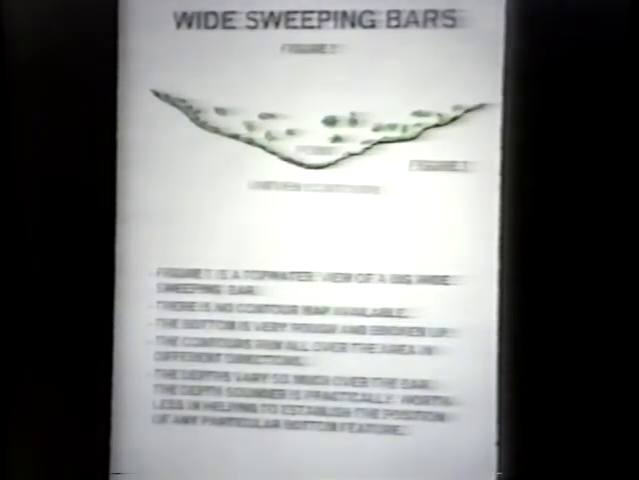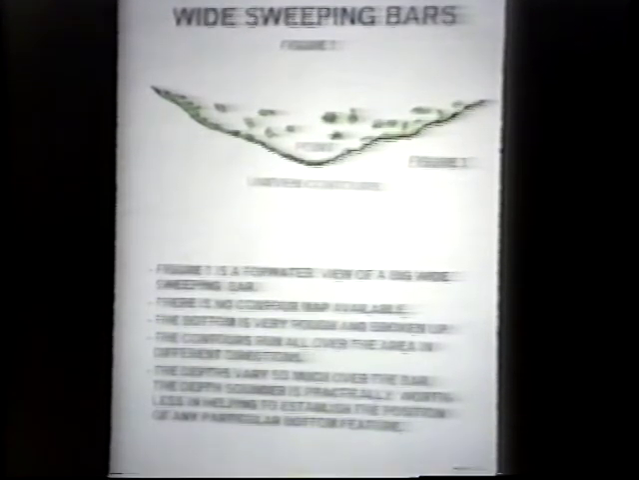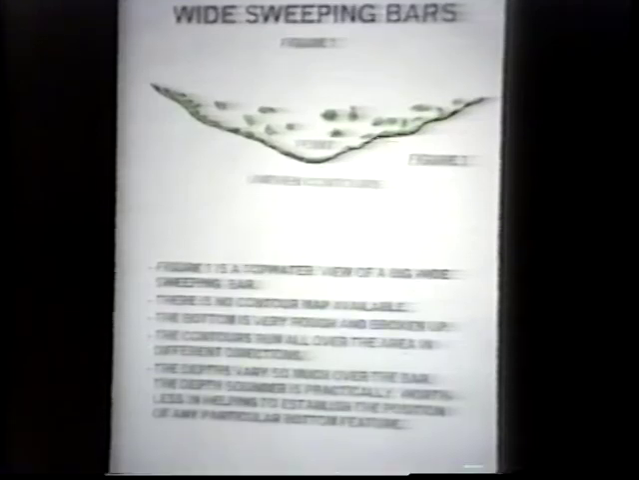Now we're going to cover a wide sweeping bar, and I cover each one of these sentences right here, okay? To get away from that depth finder, do you understand what I mean? That they can't follow a certain depth on the depth finder because the contours are uneven. You're in 6 feet of water, then it's eight, then it's nine, then it's four, then it's six, then it's eight, then it's nine.